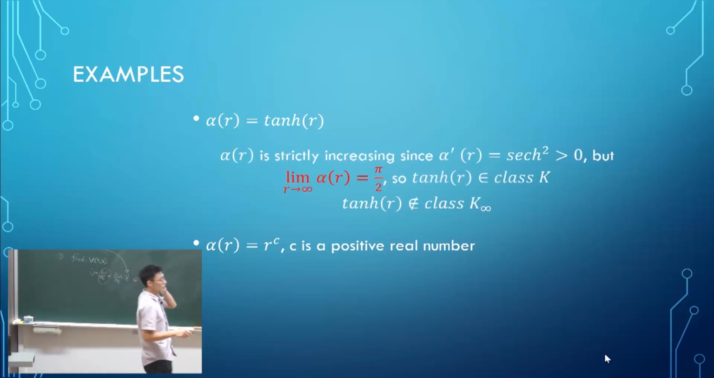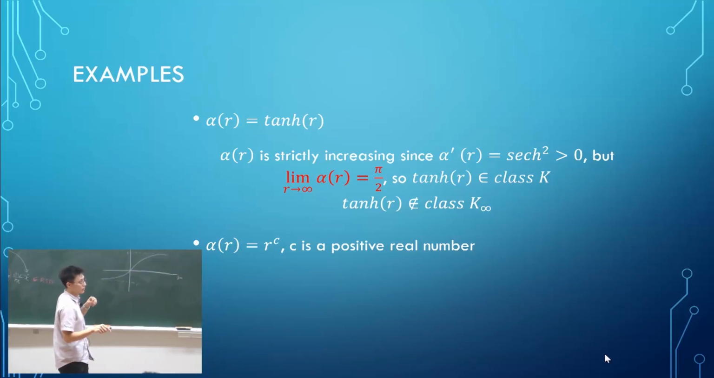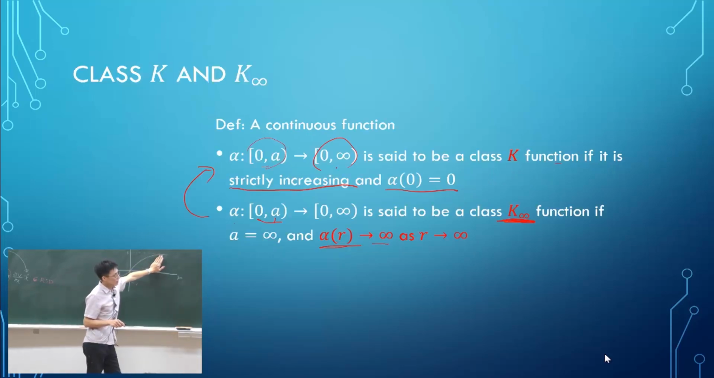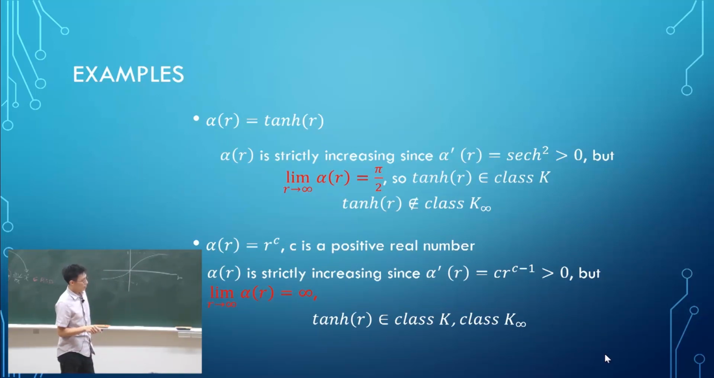So the way to check is you take the partial of this function with respect to its argument r. Okay, and you obtain sech squared, which is always positive. Then it must be strictly increasing. And it's upper bounded by 1. Sorry, typo here. Okay, so it's class K, but it's not class K infinity. Why? Because it's bounded by 1. It doesn't go to infinity. Remember in the previous slide, we said the function has to go to infinity. So the second example is class K and K infinity. Okay. Because it's strictly increasing and it goes to infinity as r goes to infinity.